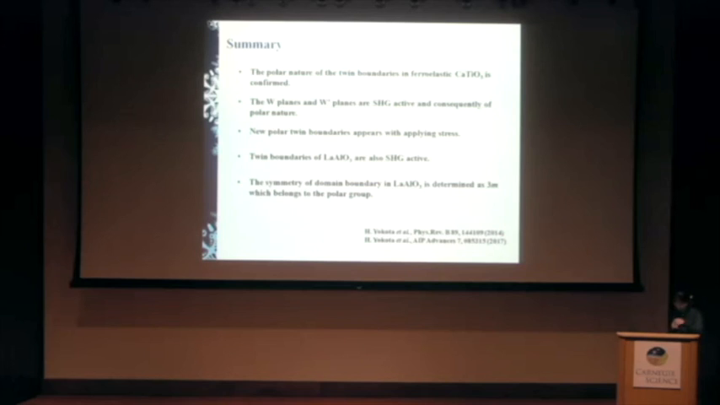So now I will finish my presentation by summarizing my talk. I showed you 2 examples of the polar nature of the domain boundary in ferroelastic material. The first one is calcium titanate, and the second one is lanthanum aluminate. Both show SHG activity, and this SHG activity remains even inside the specimen. And thank you very much for listening to my presentation.